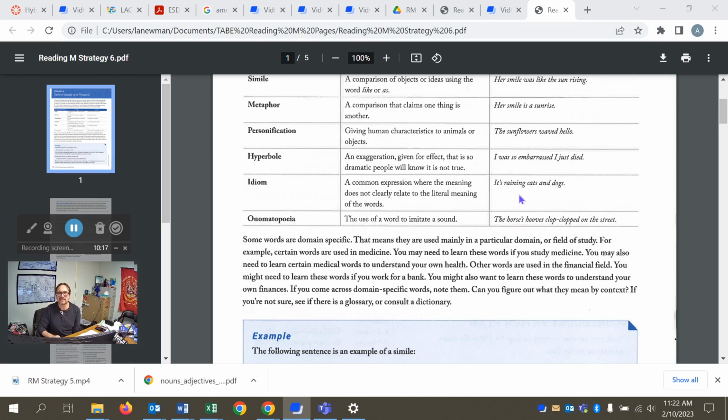But idioms are sayings that if you were learning our language for the first time, you would really have a hard time with, because looking up the definitions of the words wouldn't really help you understand the meaning. You might just have to look the saying itself up.